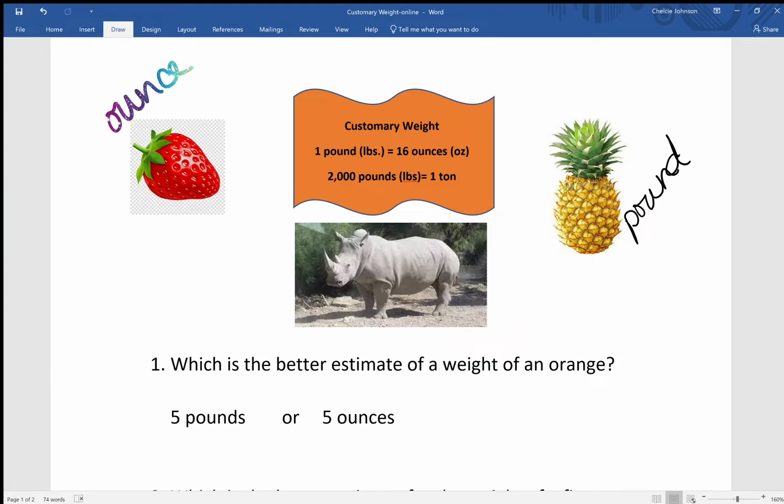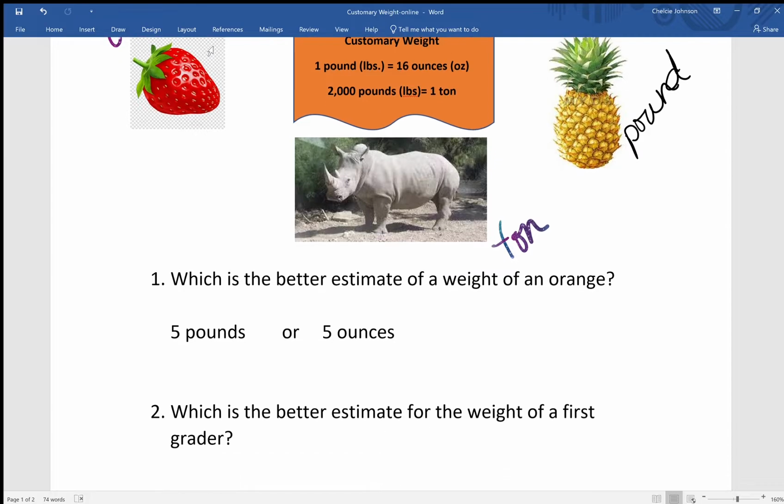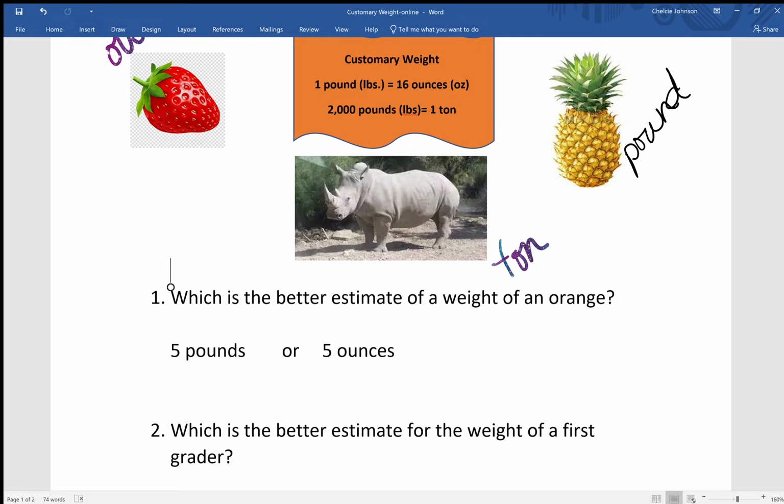Okay. And then a ton is the weight of a rhino, which is massive. So you can easily see how light an ounce is to how heavy a ton is. So keep those things in mind as we come down here and answer some more questions.